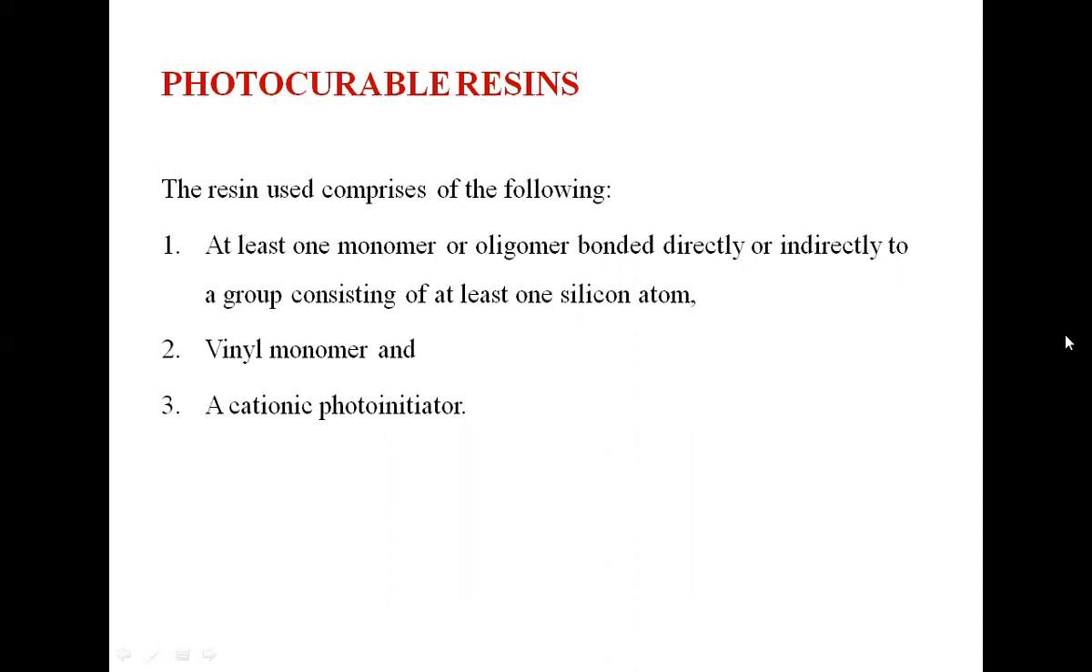Next is photocurable resins. The resin comprises the following: at least one monomer or oligomer bonded directly or indirectly to a group consisting of at least one silicon atom. This monomer or oligomer consists of at least one silicon atom. Then vinyl monomer and cationic photoinitiator.